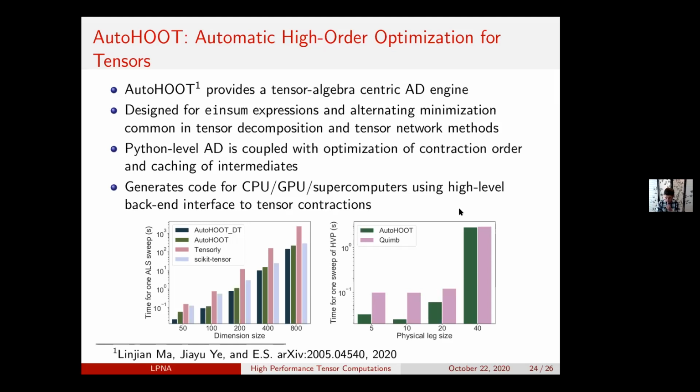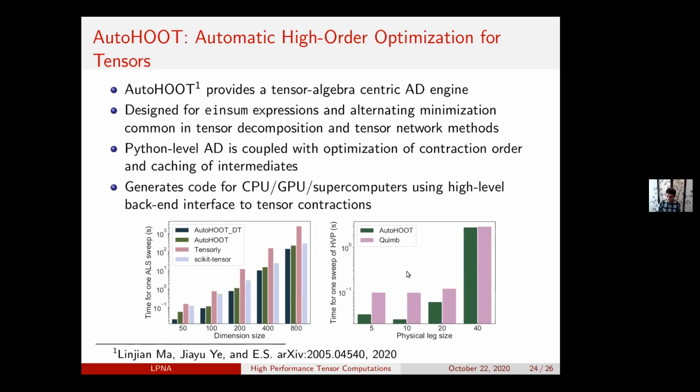And also, and to me, this was really amazing, for DMRG. So this is comparing the time for a Hessian vector product for the QUIM library, which is the state-of-the-art library for tensor networks in DMRG, where the code is handwritten, to AutoHoot, which is our library. And this is using a GPU. So QUIM can also make use of GPUs. AutoHoot can make use of GPUs, CPUs, or CTF, so distributed memory systems as well. And we see that for small problems, we actually do better. And for large problems, we get the same performance. And if we look at overall DMRG performance, AutoHoot actually does very slightly worse than QUIM, but essentially the same.